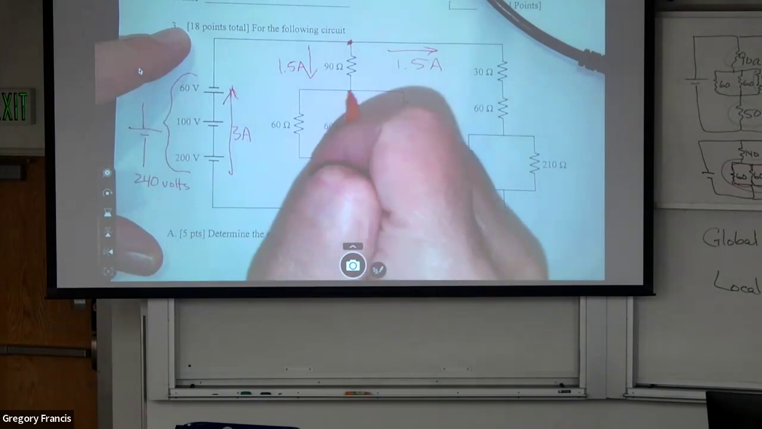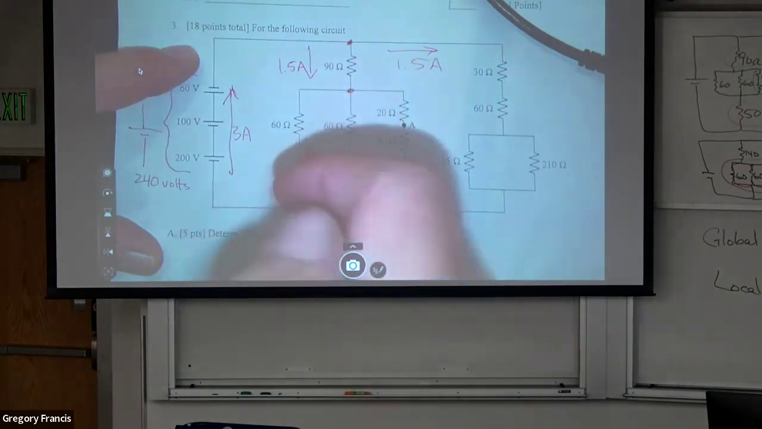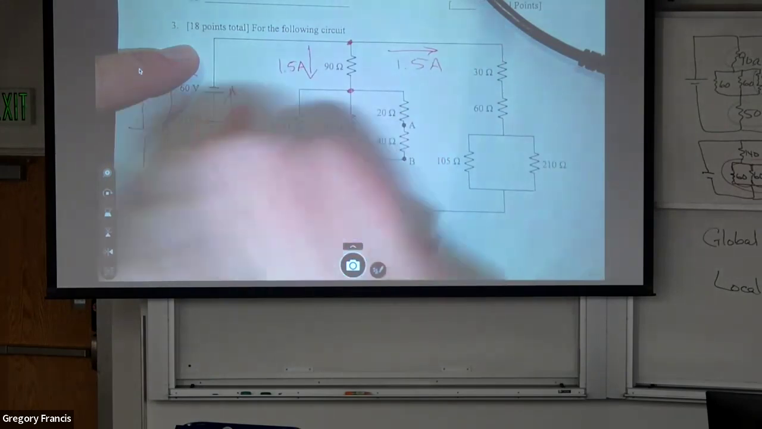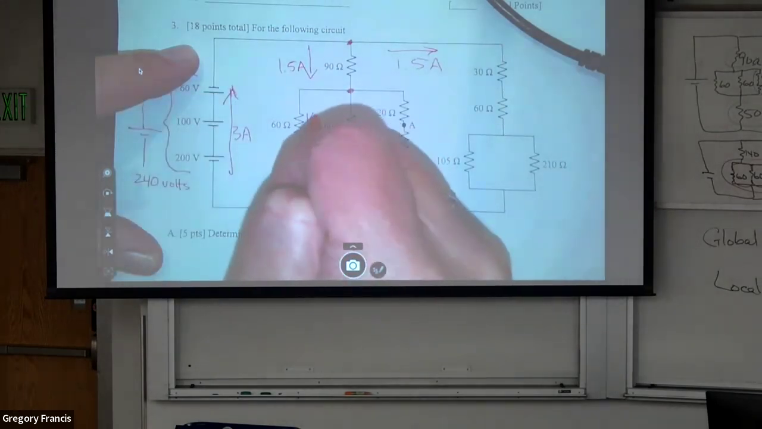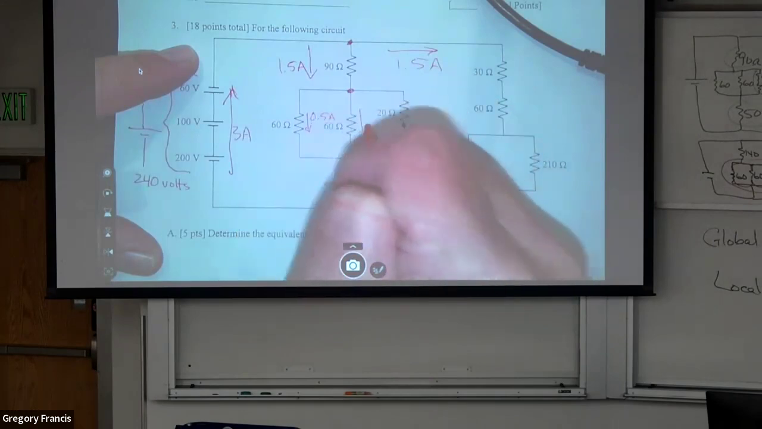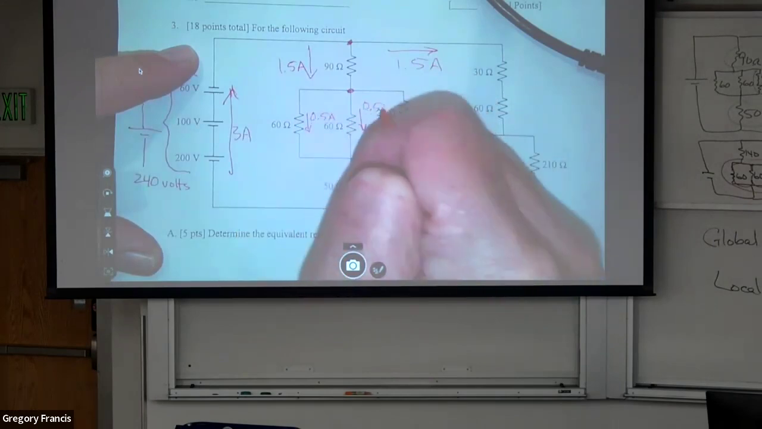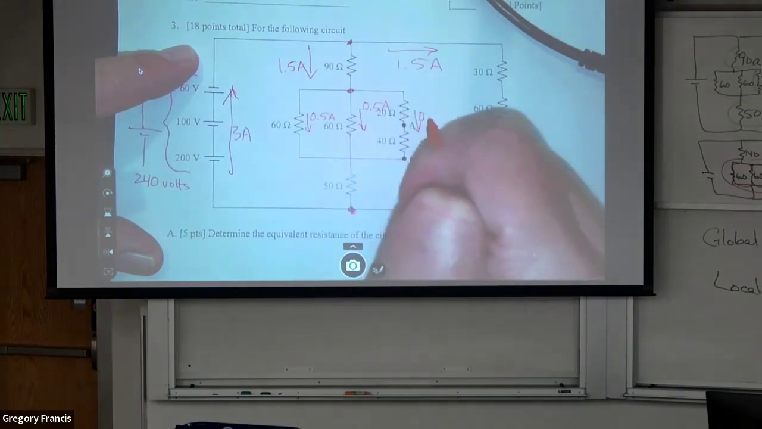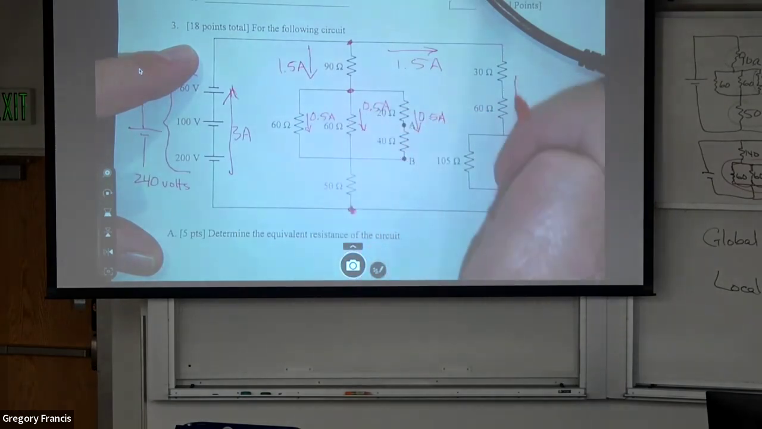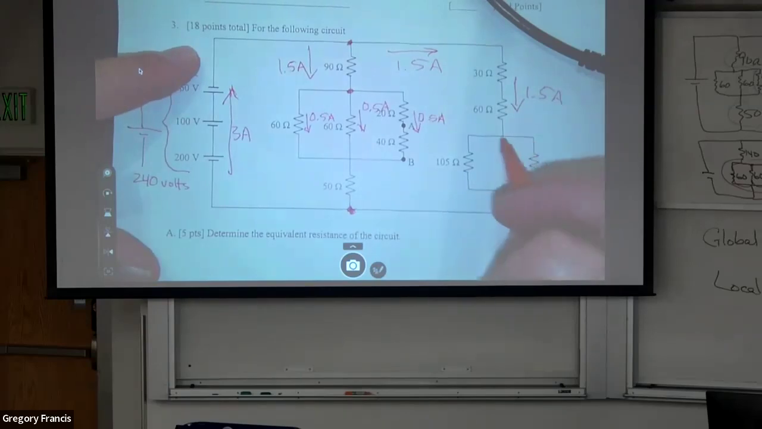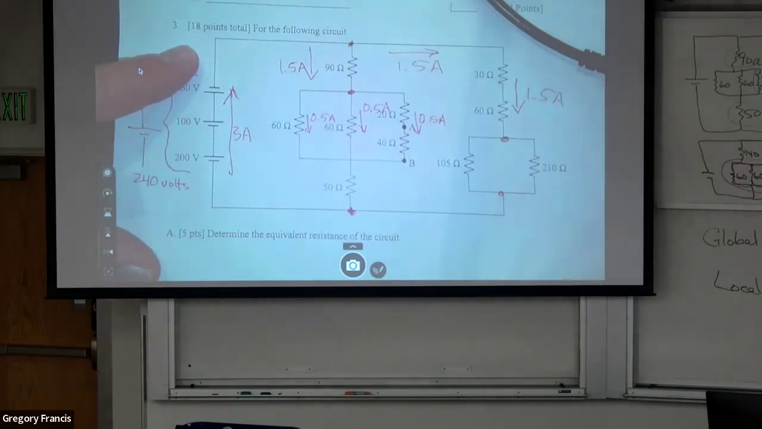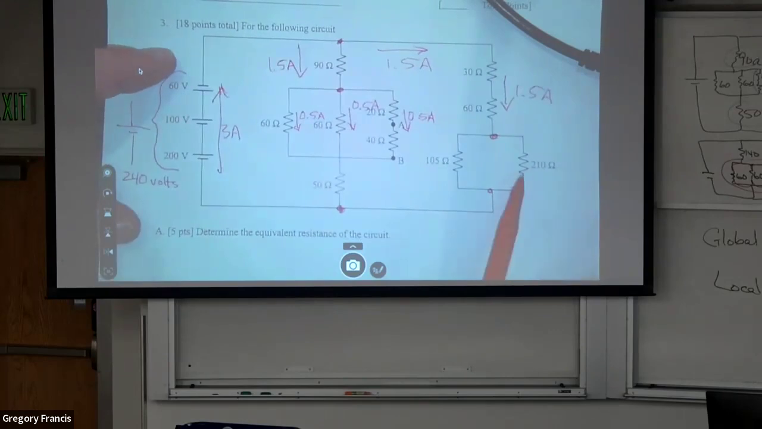Now, when those 1.5 amps get here, it splits 3 equal ways, because each path looks like a 60. And so that's going to get a half amp. And this is going to get a half amp. And this is going to get a half amp. Now, when that 1.5 comes down here, it's going to split, but not 50-50, some other way. This path over here is twice as hard as the path on the left. And so the path on the left, the easy one, is going to get twice as much current.